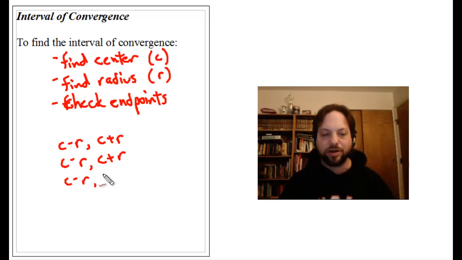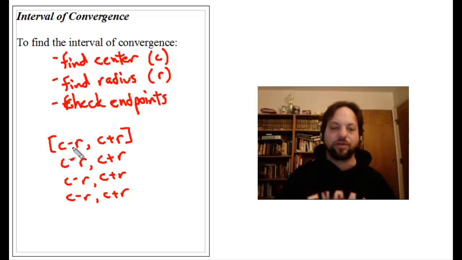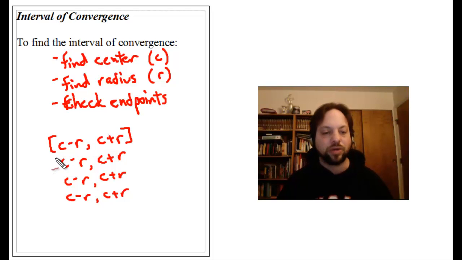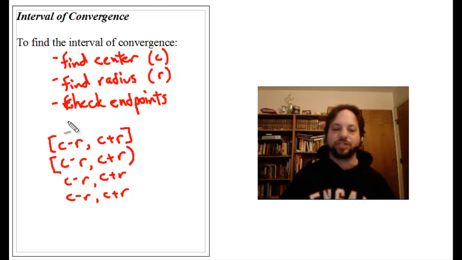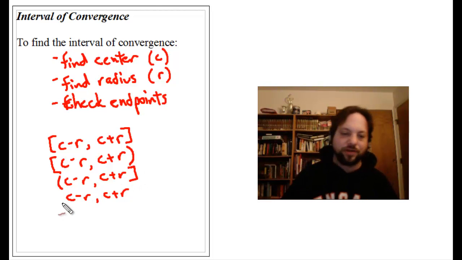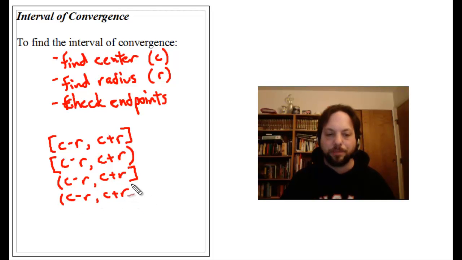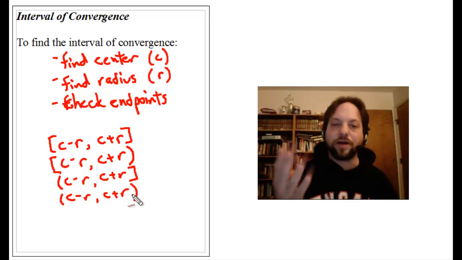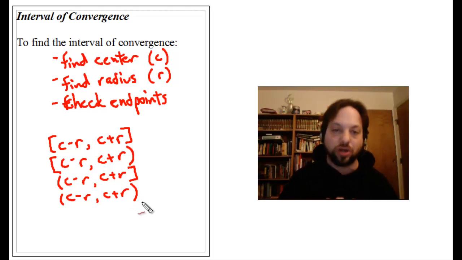There are a number of ways that our interval might look. It's possible that both endpoints converge, and if so, they are to be included in our interval, and our interval looks like this. Perhaps only our first endpoint converges and our second endpoint diverges; in that case, we have a case like this. Or maybe the reverse is true: our lower endpoint diverges, but our upper endpoint converges. Or, of course, you can probably figure out the last one: maybe both endpoints diverge. So these are 4 of the 6 ways that our interval of convergence could look.